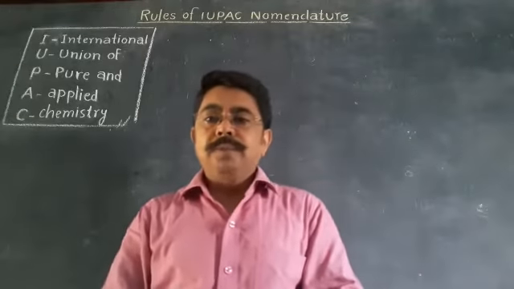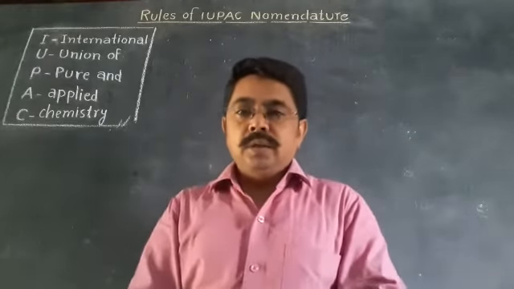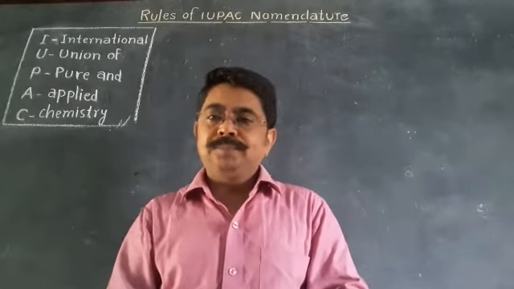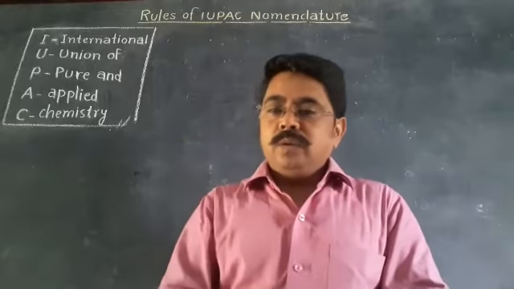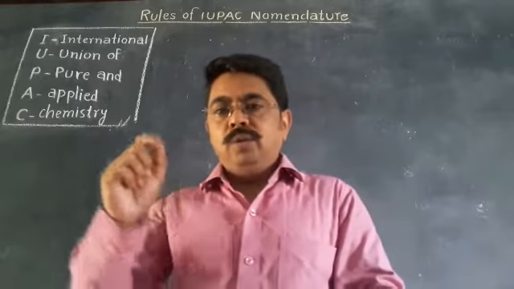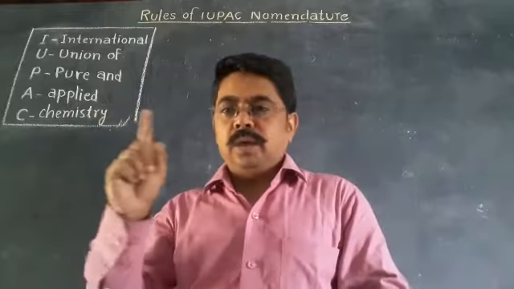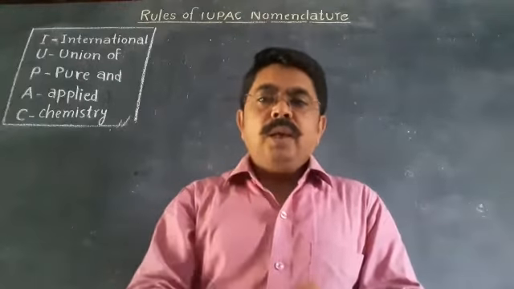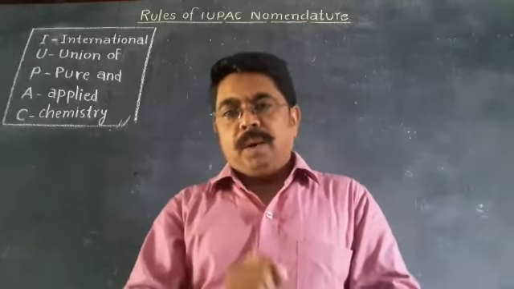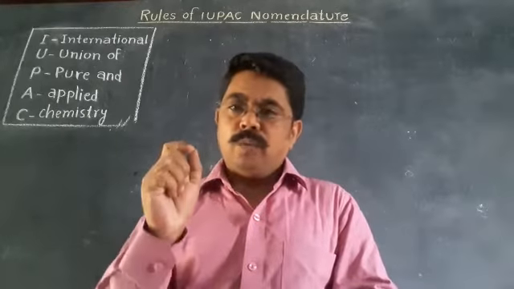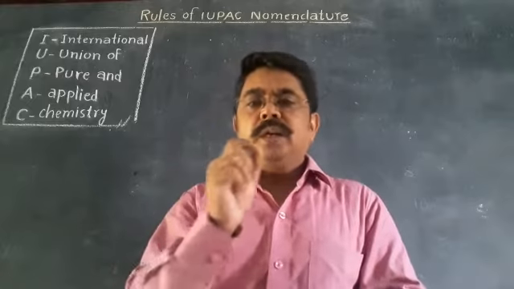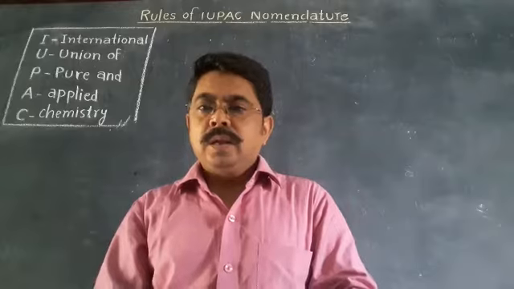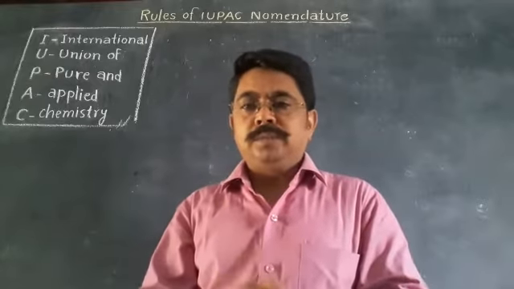Good morning, dear student. We were discussing the rules of IUPAC nomenclature. We have already discussed that according to the IUPAC system, the name of an organic compound consists of three parts. First one is the word root, which tells the number of carbon atoms present in the chain. That is also called the parent chain. That chain may be straight or branched.